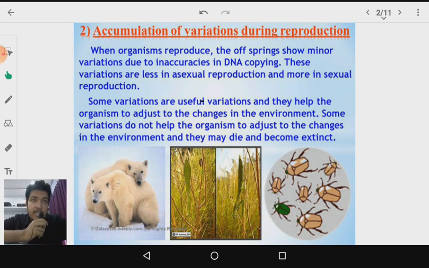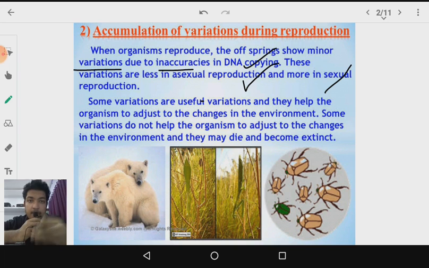First topic in this chapter is accumulation of variations during reproduction. In the previous chapter, we discussed reproduction and its significance. There we have seen that when organisms reproduce, the offspring shows minor variations, and these variations between two organisms of the same species can be due to certain inaccuracies which occur during the process of DNA copying. However, these variations are very less in case of asexual reproduction, whereas it is more in the case of sexual reproduction, because in the process of sexual reproduction there is fertilization where the exchange of genetic material happens between the paternal and the maternal chromosomes.